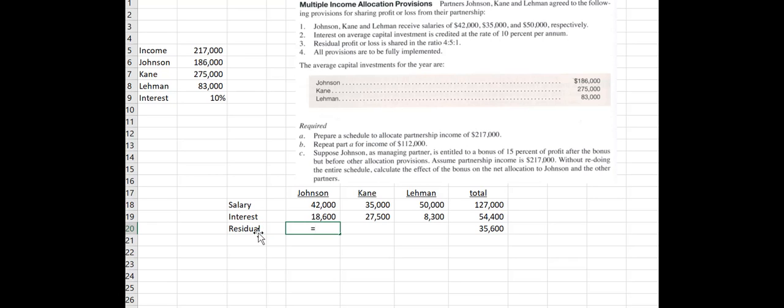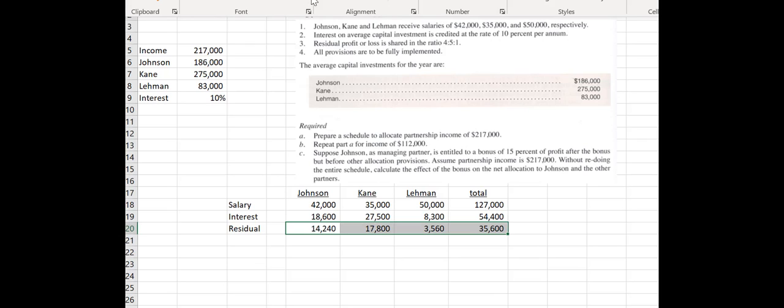And what part of that is Johnson supposed to get? Johnson is supposed to get 4/10, so that's 40%, times the residual, which is in cell H20. So Johnson will get 14,240 of the residual. Kane gets half the residual, so times H20. And finally, Lehman only gets 10% of the residual, 0.1 times H20. Now I need a separate summation to add that up. I'm going to trust that it's right.